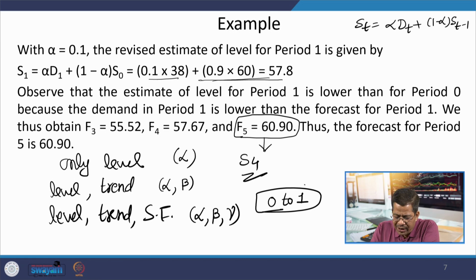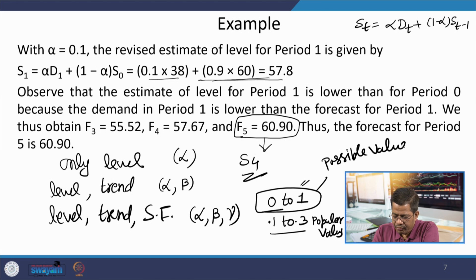Now, all the smoothing constants are between 0 and 1, whether it is alpha, beta, or gamma. Popular values are between 0.1 and 0.3. These are the popular values. This is the possible range. Now, between this 0 and 1, sometimes you will see that you take extreme values of either 0 or 1. These are the extreme values, either 0 or 1.